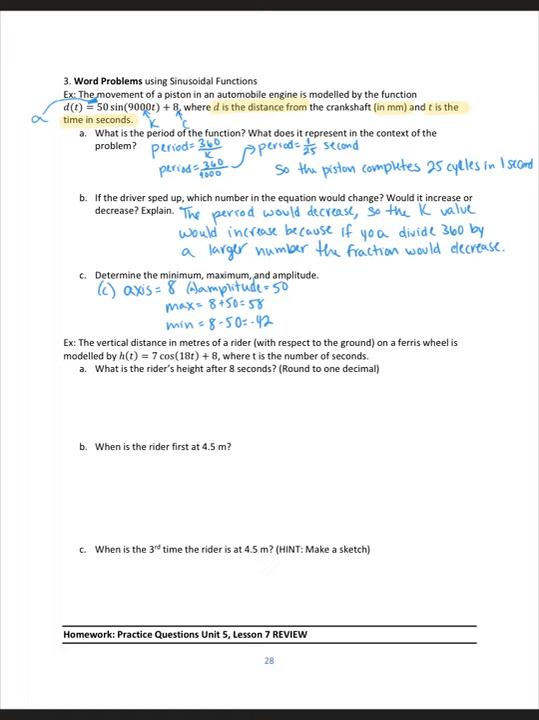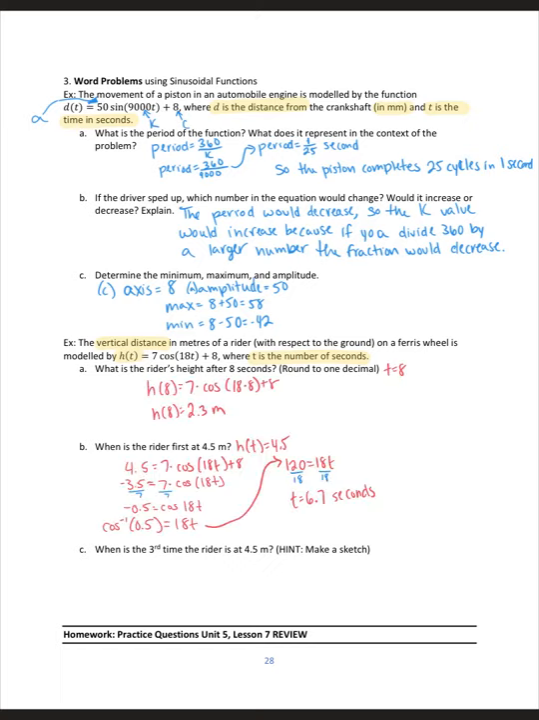The next example, the vertical distance in meters of a rider with respect to the ground on a Ferris wheel is modeled by h of t equals 7 times the cos of 18t plus 8, where t is the number of seconds. So again here, I'm going to get you guys to pause in a minute, but let's recognize that t represents our number of seconds, and h of t is represented by our vertical distance here. Okay, so I'd like you to pause the video and try to work through A and B on your own.